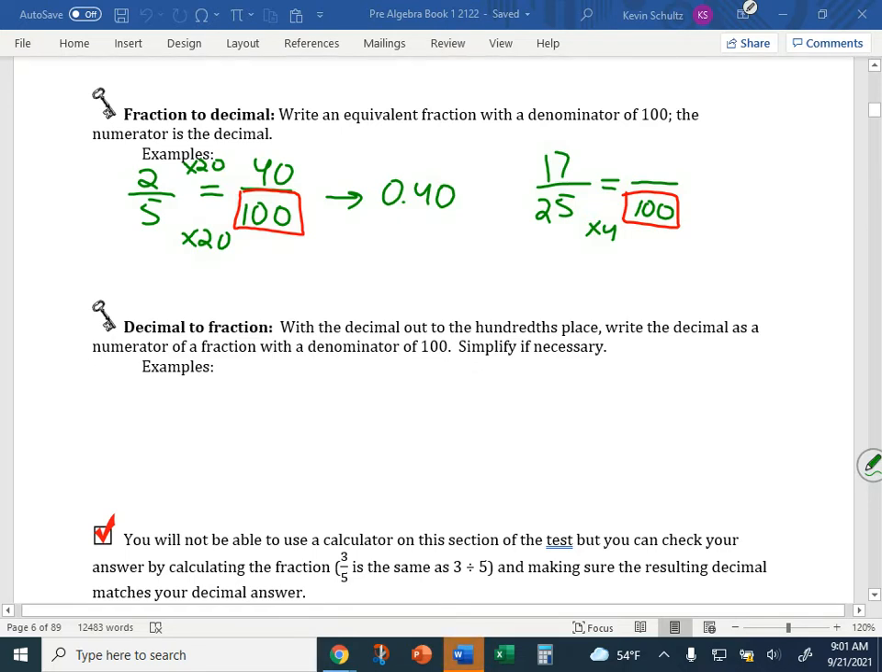Okay? Life is good. And then because we multiplied the denominator by 4, we also multiply the numerator by 4, and 17 times 4, quick maths, 68. It's all good. Okay? Still not a decimal, though. What is our decimal value here?